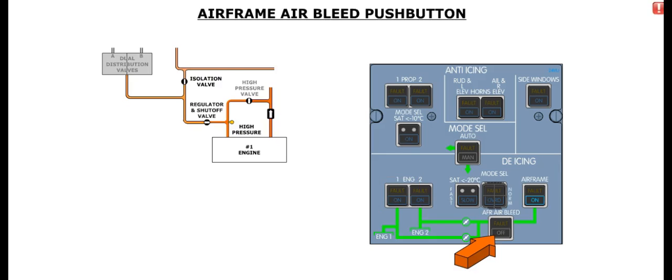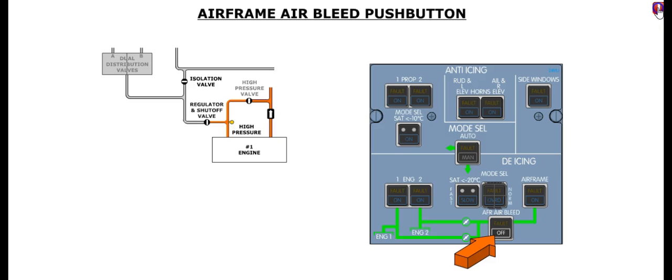The airframe air bleed push button controls the operation of the de-ice valves and the isolation valves. When the push button is selected in, the de-ice and isolation valves will open. When the push button is released out, the de-ice and isolation valves will close, and the off caption illuminates.